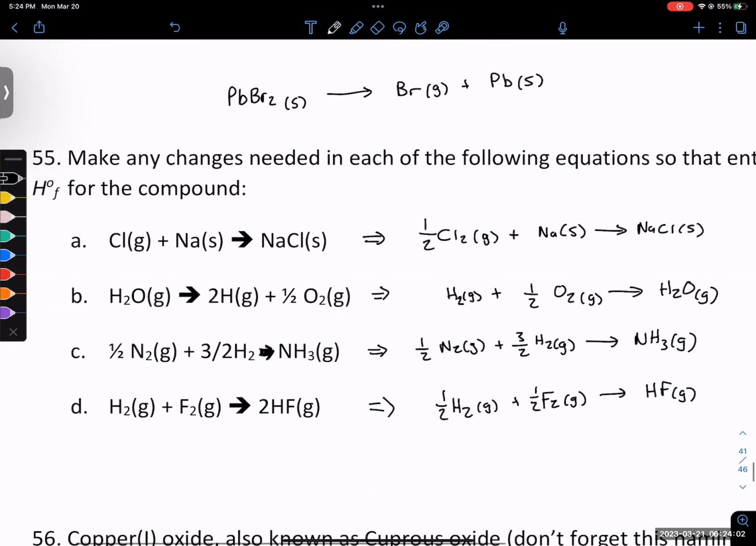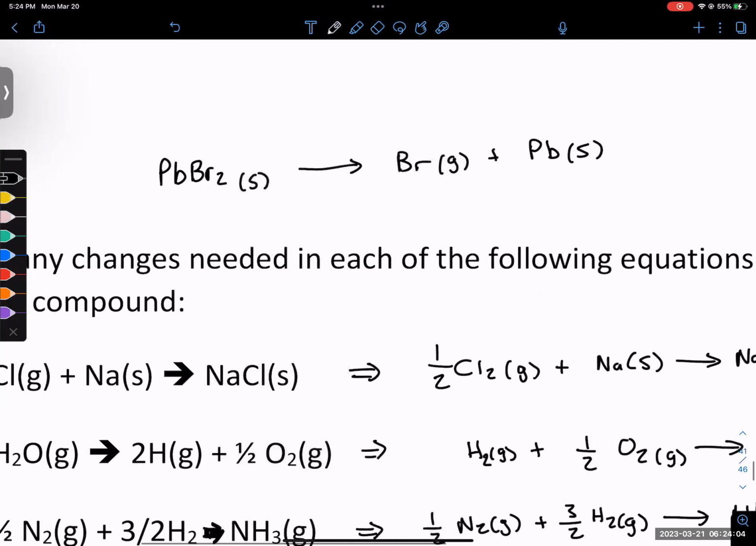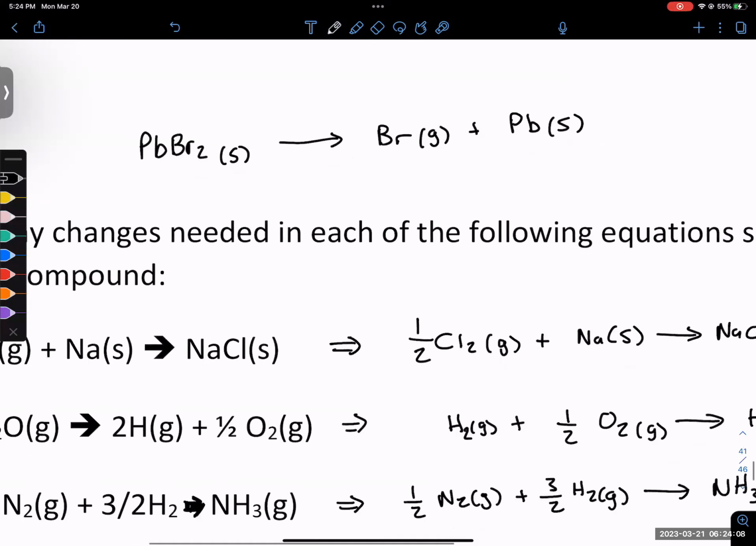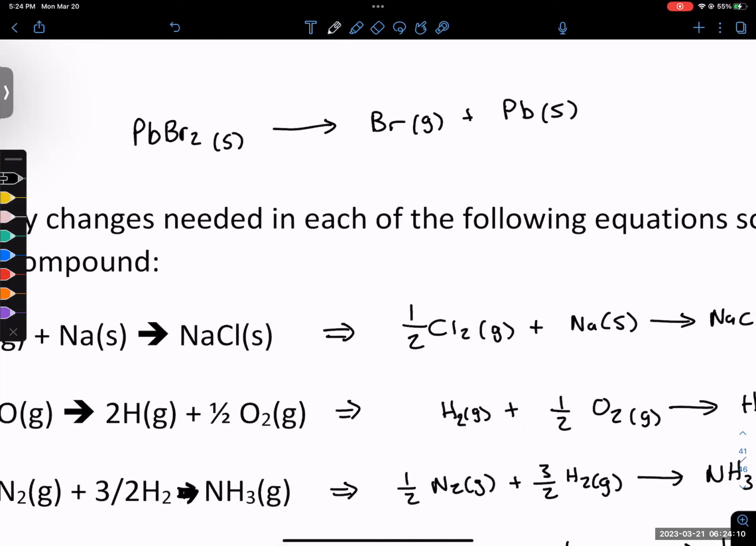All right. For a fun time, let's do this one I just wrote up here. PbBr2 goes to Br gas and lead solid.